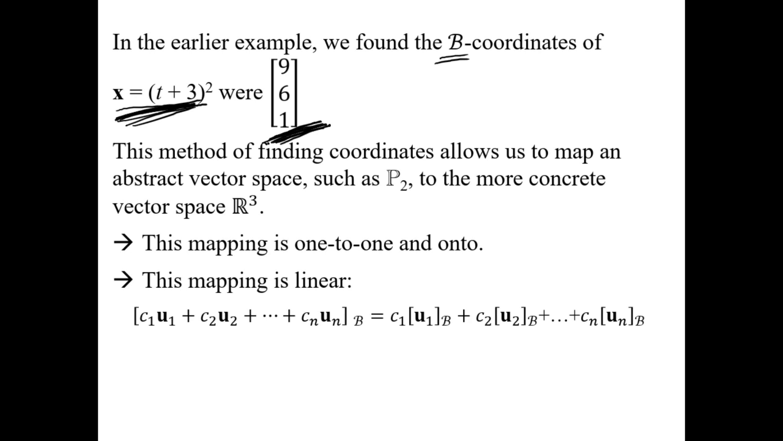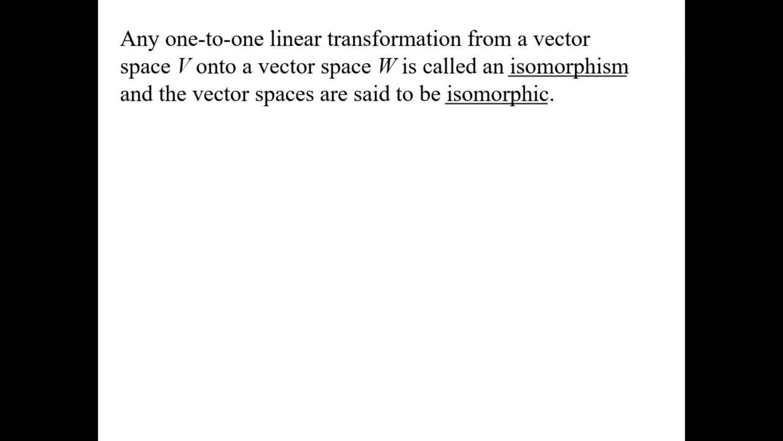This mapping is one-to-one and onto, and it is linear, so we can split it up. That makes life a little nicer. So it's a linear transformation here. Okay. Any one-to-one linear transformation from one vector space to another is called an isomorphism. Iso means the same, morph means changing, basically just changing, shifting, altering. And the vector spaces are said to be isomorphic. So any one-to-one linear transformation is an isomorphism.